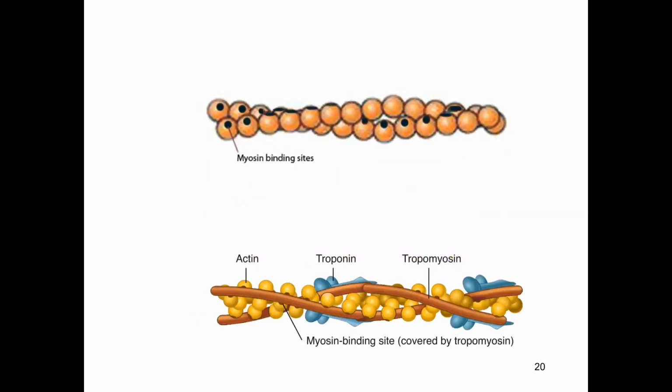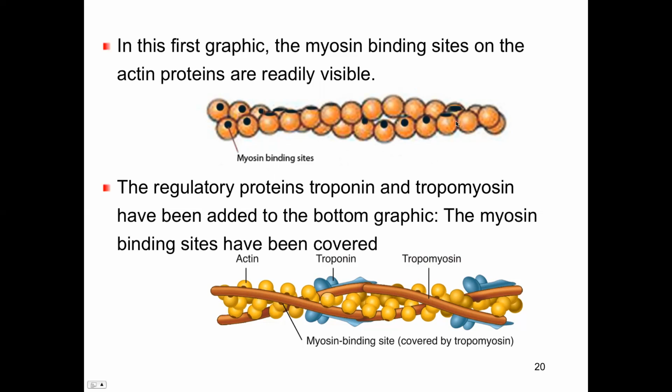interact. Okay, so here we have the naked actin fibers, or F-actin, represented by these black dots where the myosin would be able to interact with it. And when the regulatory proteins, troponin and tropomyosin, are not associated with calcium, you can see that they're nicely covering this up.